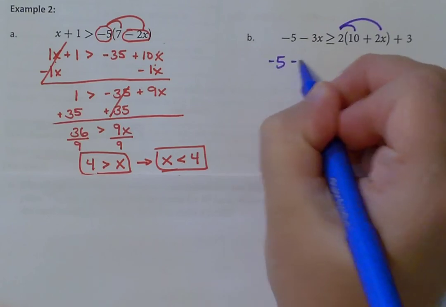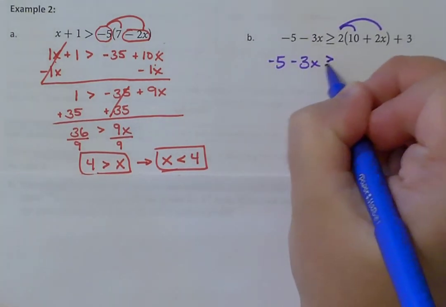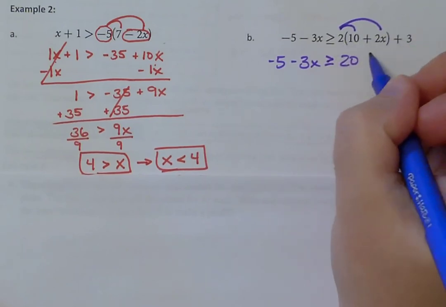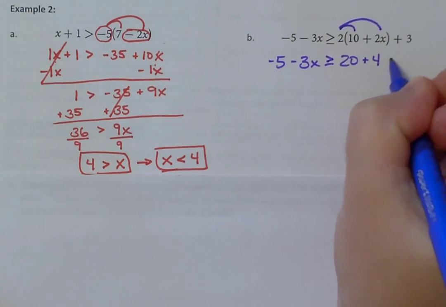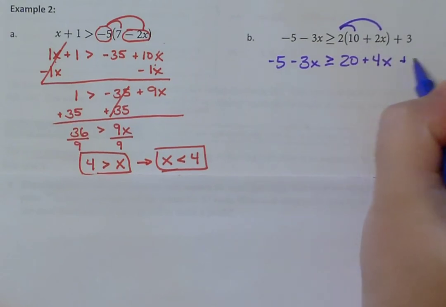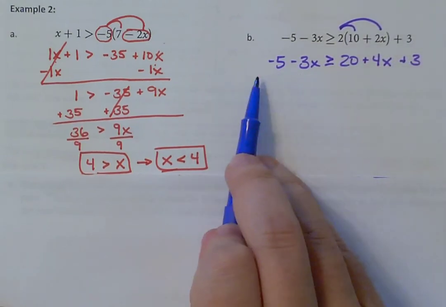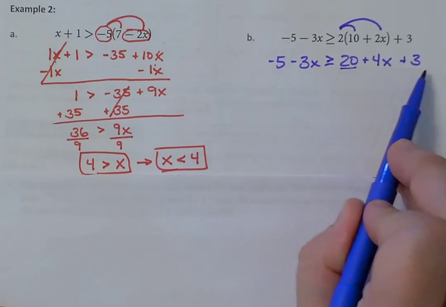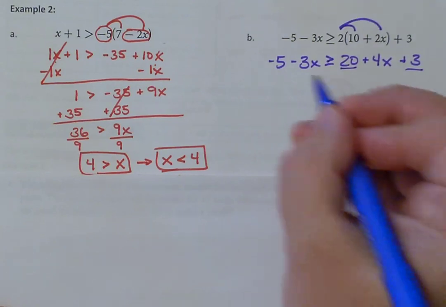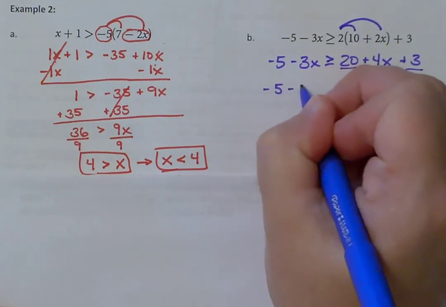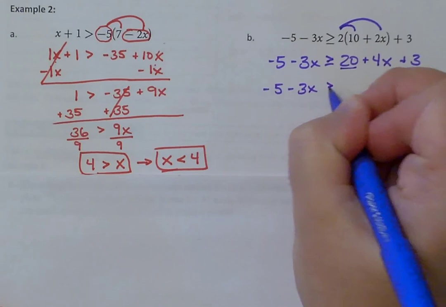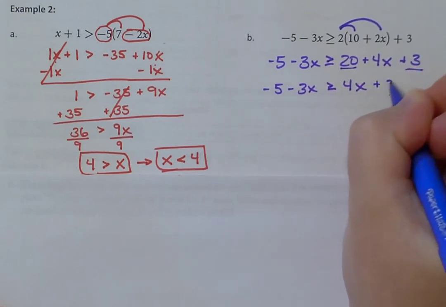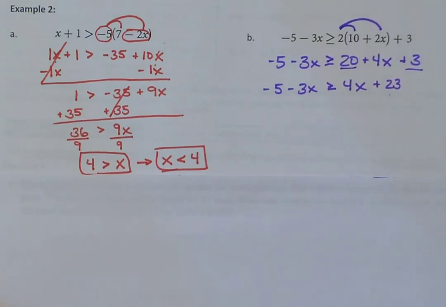So the left side would stay the same. We get 2 times 10, which is 20. 2 times 2x, which is going to be 4x. And then we have plus 3. Okay, I can't combine anything on the left side, but I can combine my 20 and my 3 on the right. So we get negative 5 minus 3x is greater than or equal to 4x plus 23.